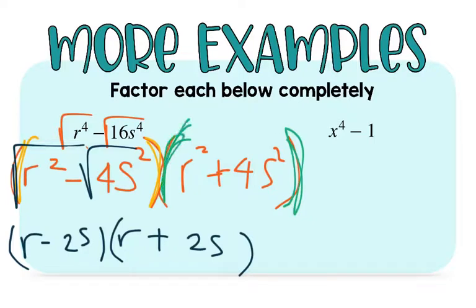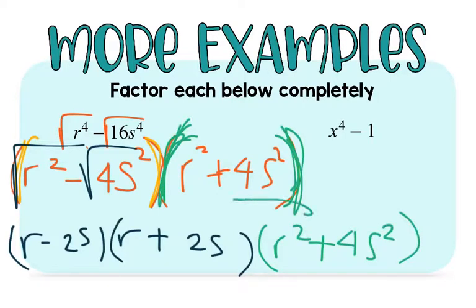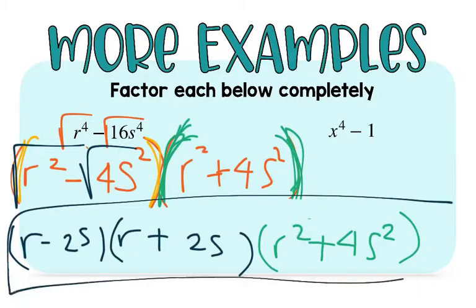And then this green one right here, I still need to write that, r squared plus 4s squared. This is still going here. I can't just get rid of it. It was always there. It's just that I couldn't go any further with it. So this ends up being my final answer. All right, let's do one last one together.